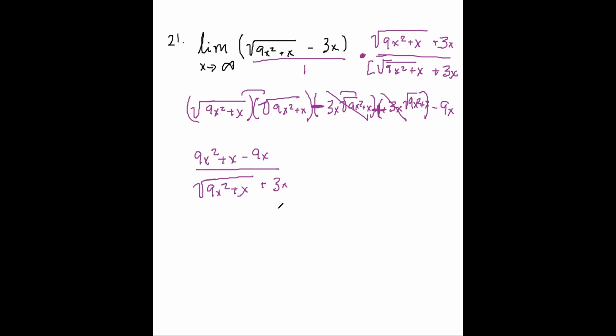So what's my next step? Factor it out. Oh, and I've got something that I can simplify right here. So this is 9x squared minus 9x squared. Oops, I lost a squared in here. This is negative 3x times 3x, so this is plus x, and this is minus 9x squared. And what we're going to do here is we're going to end up with 9x squared minus 9x squared, which is going to cancel out, and we're going to end up with x over the square root of 9x squared plus x plus 3x.